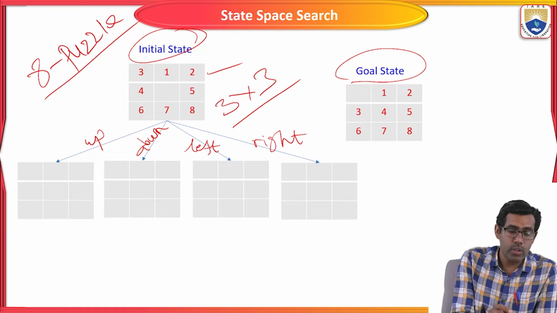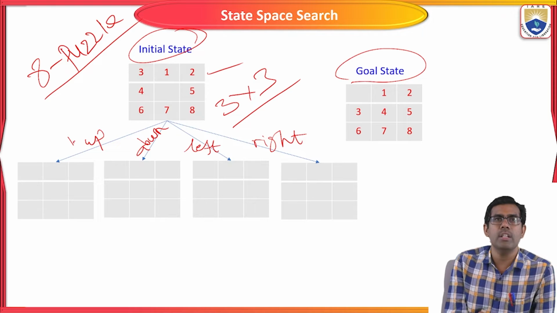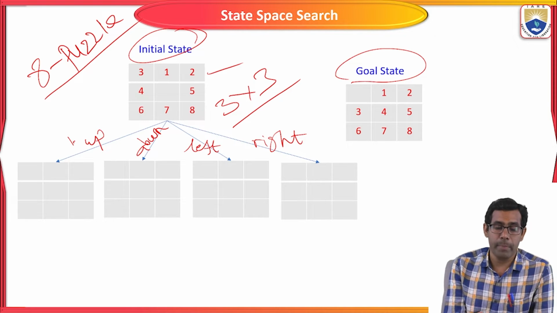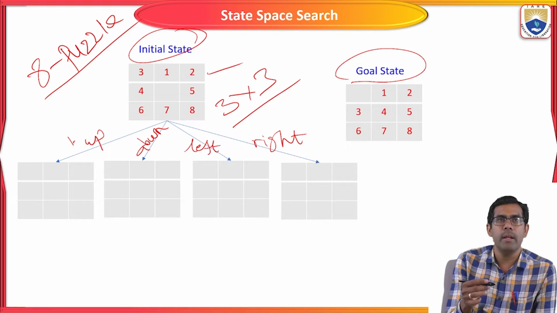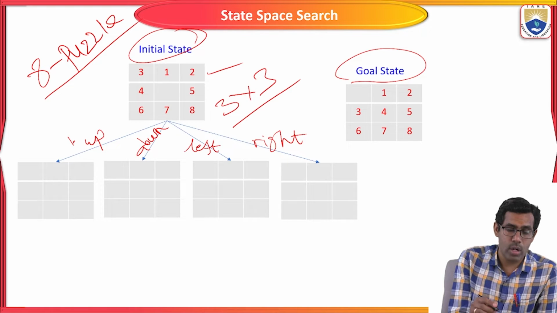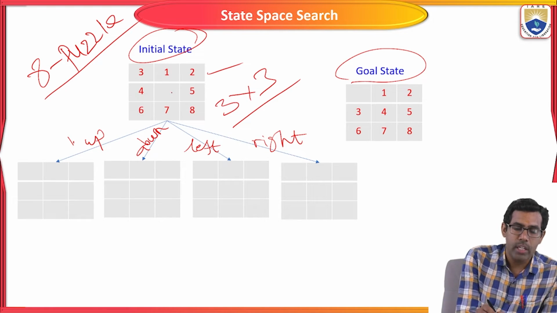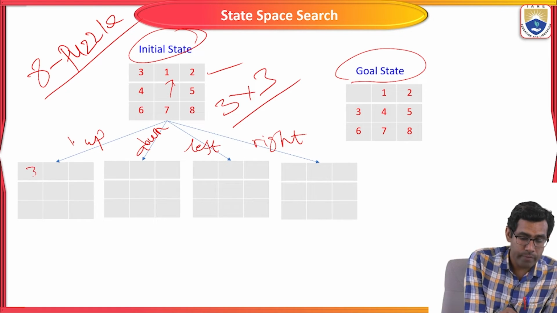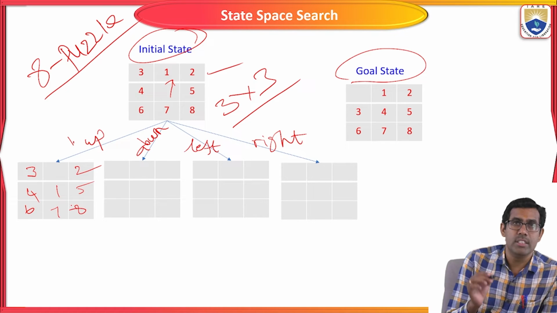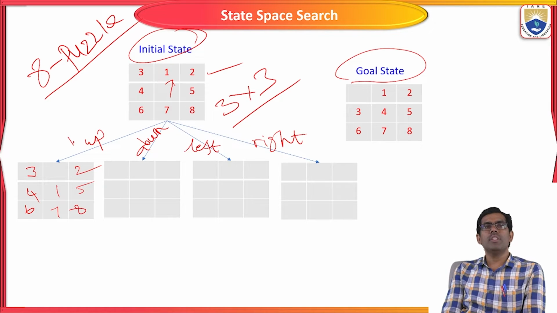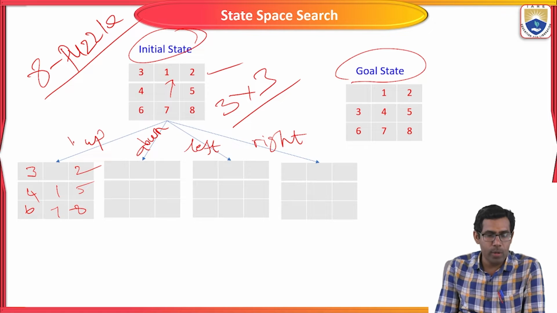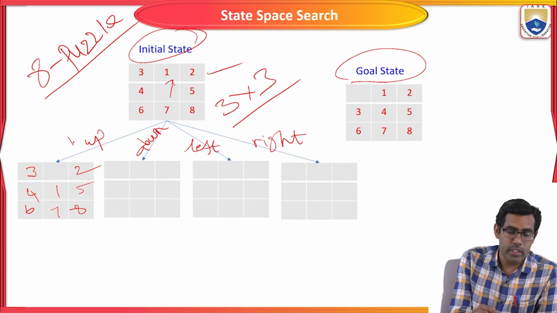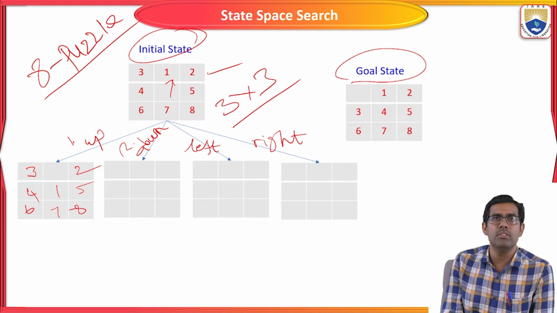Now I'm going to take the first step. The first step is upwards. We have to move the blank space upwards, the up operation. If we move the blank space up, we get 3, 2, 4, 1, 5, 6, 7, 8. So this is the upwards operation. The next one is downwards. The second operation is downwards.